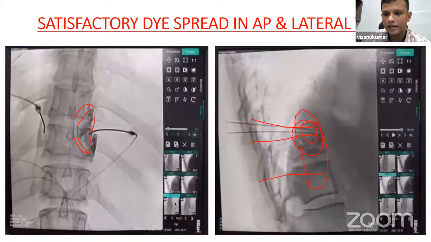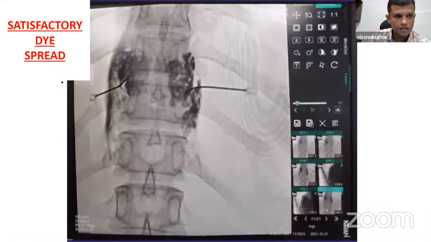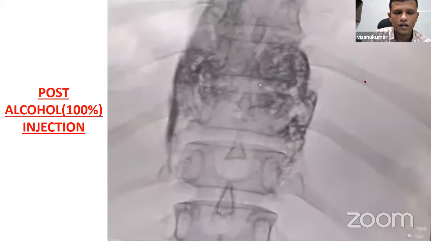So after I get a successful dye spread in AP and in lateral view, this is the satisfactory dye spread in the bilateral. In the AP view, you can see this dye is going from lateral to medial. So it means that all my nerves are being covered. So I used to give 5 ml of 100% alcohol.